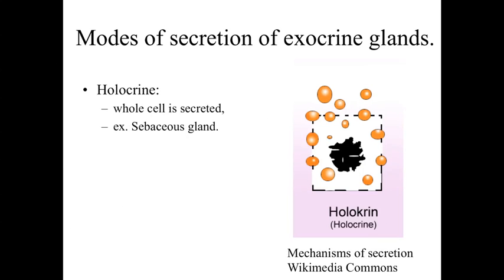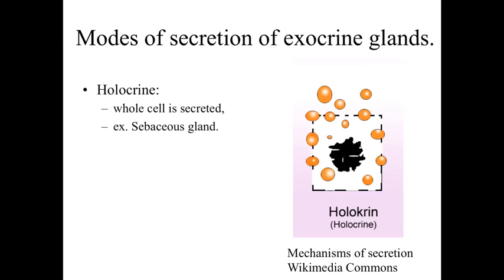Then the final mode of secretion for exocrine glands is going to be holocrine mode. And basically within the holocrine mode of secretion, we're going to see these cells go into a differentiation process. They're going to produce lots and lots of secretory product.